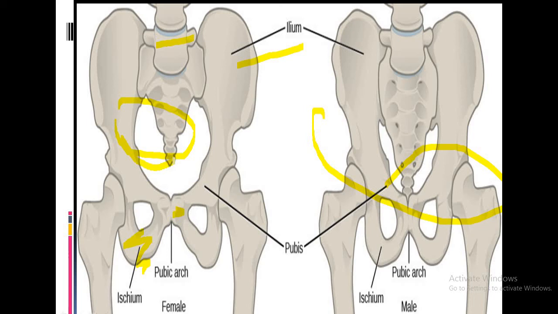pubic area, which is more in the female. The male skeleton is generally larger and heavier. In the female skeleton, the pelvic or hip bone is wider. You can observe here, this is wider. And why is it wider? So that it is able to adapt for conceiving or pregnancy, so that it will be trough shaped and the fetus in the uterus can be easily accommodated over there.